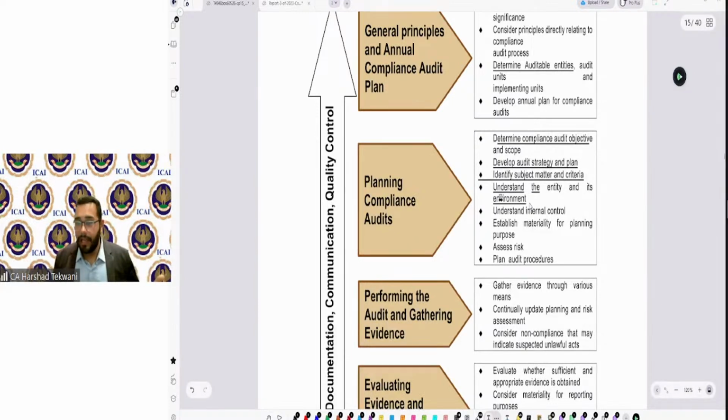Okay, what is the entity? It's a government authority, it's a department, it's a sub department or function of a particular department. Okay, they understand the materiality for planning purposes, they assess the risk and plan the procedures. Now if I tell you, okay, do a compliance audit for development of a city, you need to understand what laws and regulations are applicable, what is the materiality, who is the particular stakeholder for me, who is the management, who are those charged with governance in this scenario, understanding the whole structure of that particular department.